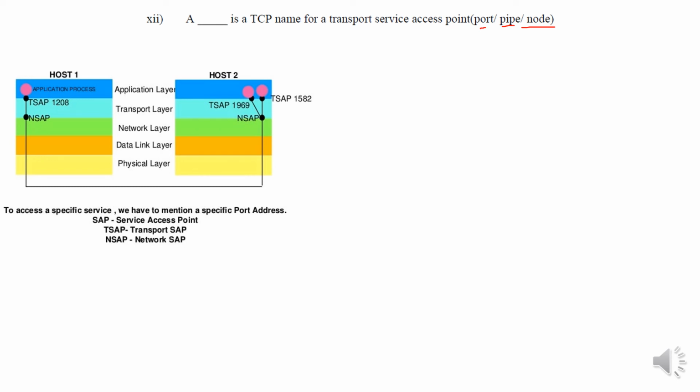To access a specific service, we have to mention a specific port address. So for a transport service, access points are basically ports, and we need to tell the port address so that we can access a specific service. Now let's see some example so that we can remember all these things.